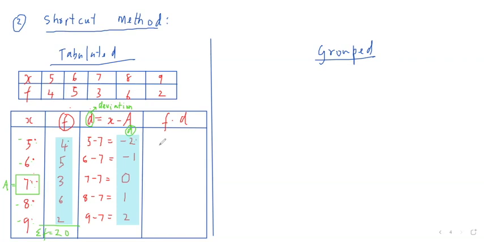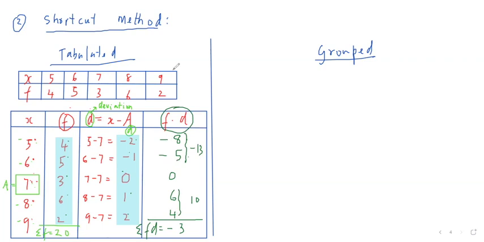Okay, so 4 into -2 is -8. 5 into -1 is -5. 3 into 0 is 0. 6 into 1 is 6. 2 into 2 is 4. So adding up these numbers, the negative numbers give you -13. The positive numbers give you 10. So -13 and 10 gives you -3. So that's sigma FD, the summation of this FD column.